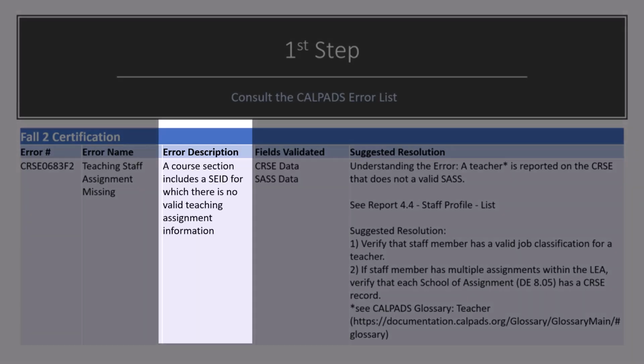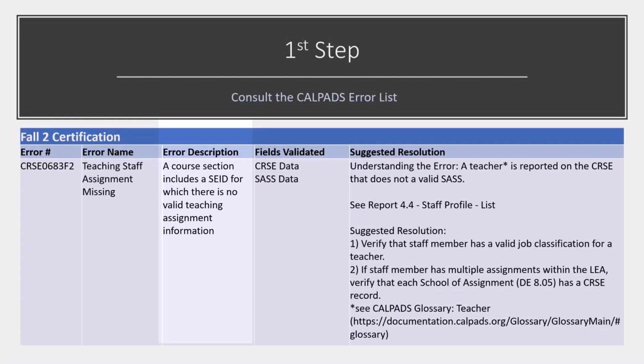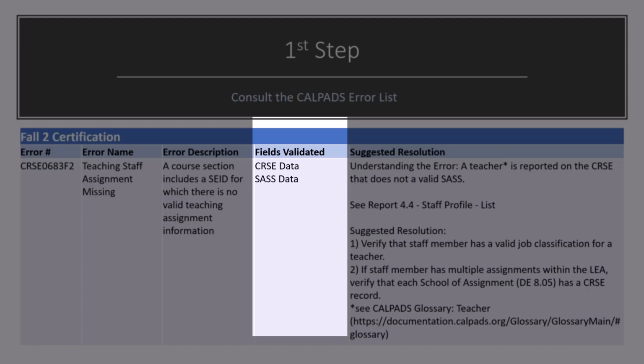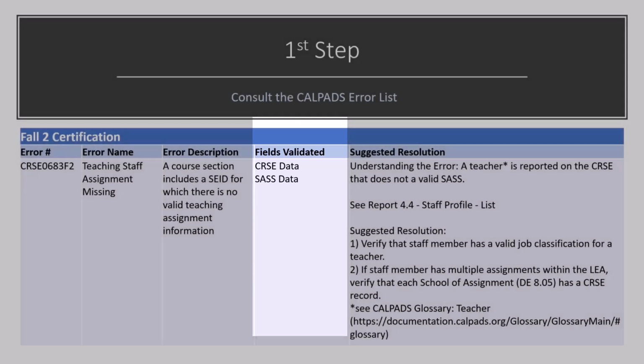And so the error description says a course section includes a SEID for which there is no valid teaching assignment. So that is one key component of information: the course section includes a SEID. So we are identifying a staff member as a teacher by the course section record. You can confirm that by looking at the fields validated. It's saying course data and SAS, staff assignment data.